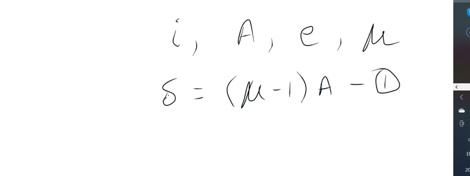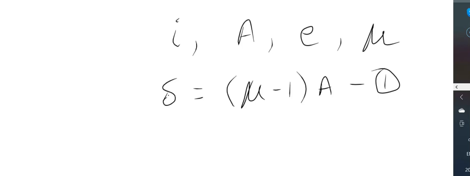Let the angle of incidence be I, the angle of the prism be A, the angle of emergence be E, and the refractive index be mu. Now we know for a small angled prism, the angle of minimum deviation delta is given by mu minus 1 into A. Let us have this as one equation.